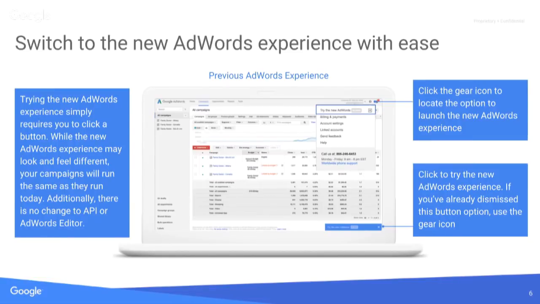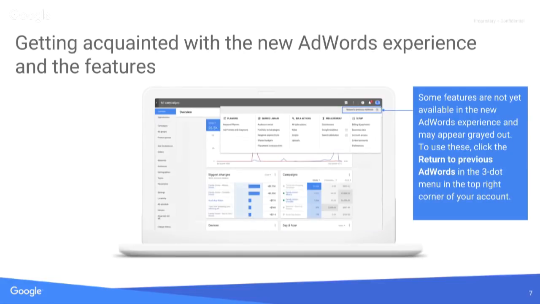The other is through the little blue bar in the lower right-hand corner, offering the ability for you to click to try the new AdWords Experience. Now, if you've already dismissed that option, it shouldn't reappear. You can go ahead and just go back in through the gear icon at any time. Once you're in the new UI, you can also switch back at any time.